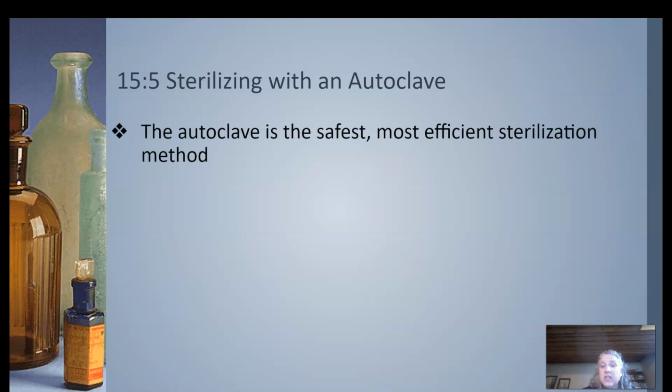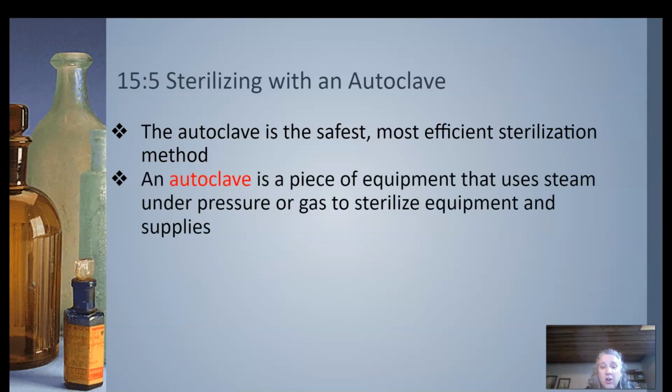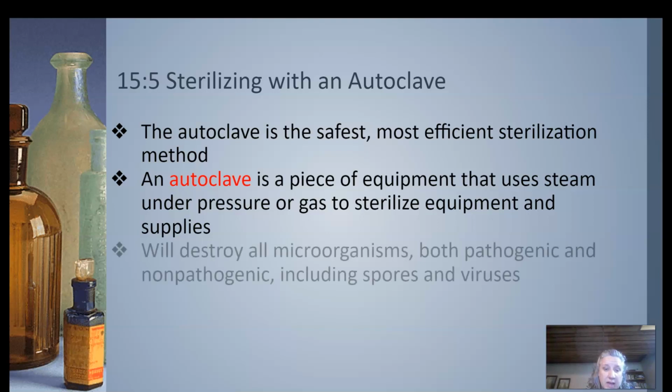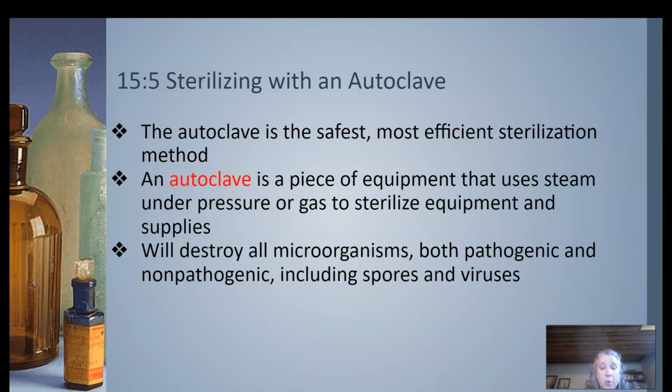Now we can talk about sterilizing with an autoclave. The autoclave is the safest, most efficient sterilization method that is used. An autoclave is a piece of equipment that uses steam under pressure or gas to sterilize equipment and supplies. It will destroy all microorganisms, both pathogenic and non-pathogenic, including spores and viruses. So remember we talked about that.